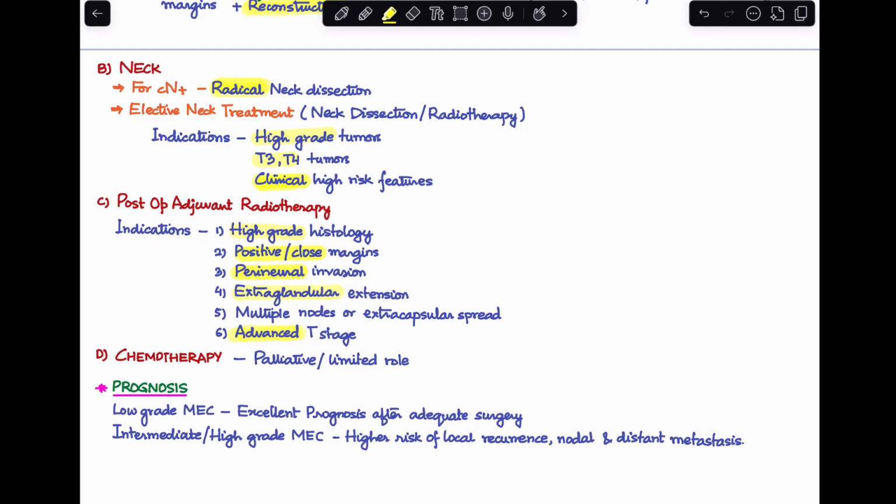Next, lastly, let's talk about the prognosis. So if this is a low grade tumor, in that case, they have excellent prognosis after adequate surgery has been performed. But if it is an intermediate or high grade tumor, in that case, they do have a higher risk of local recurrence or higher risk of even nodal metastasis and distant metastasis. So that's all about mucoepidermoid carcinoma.